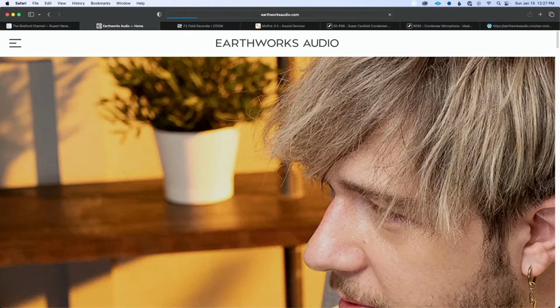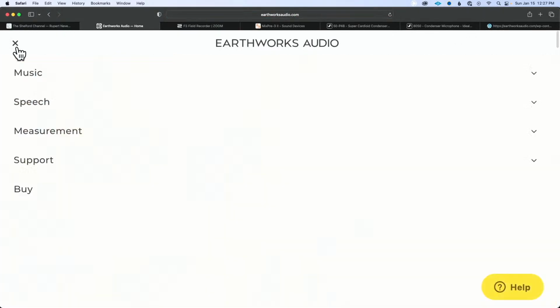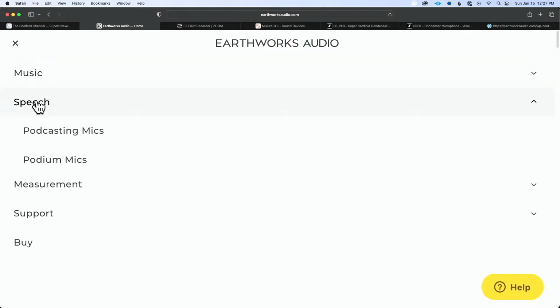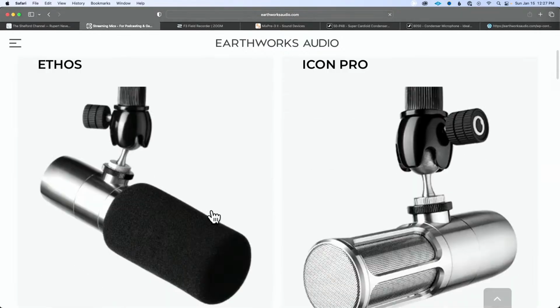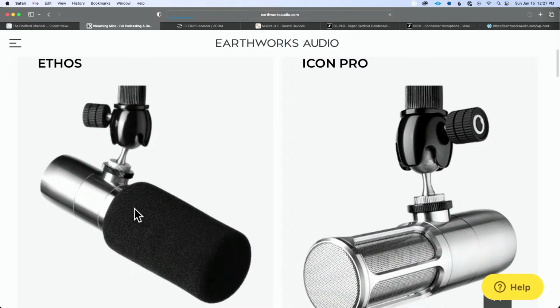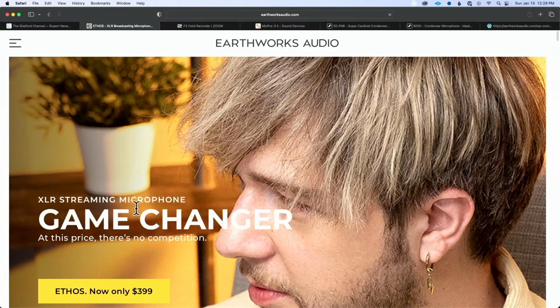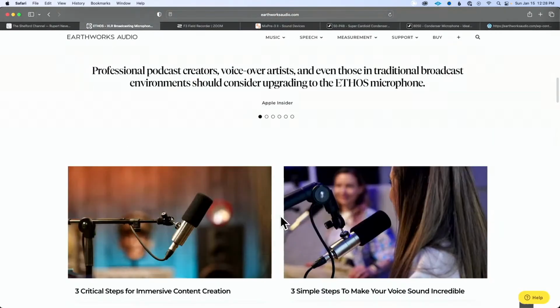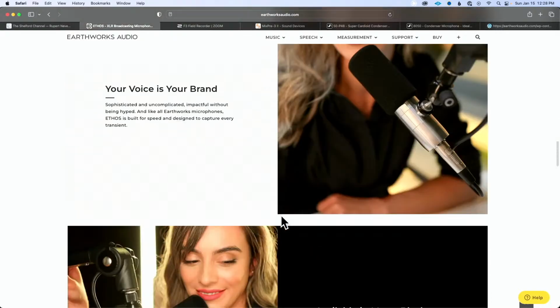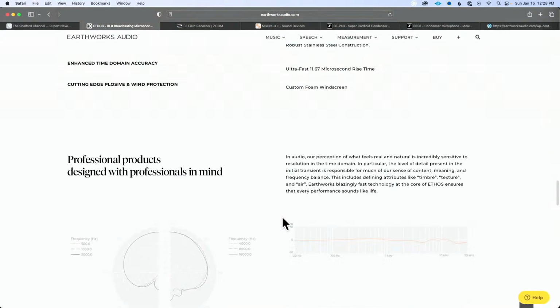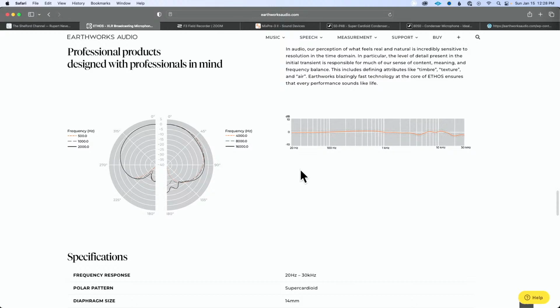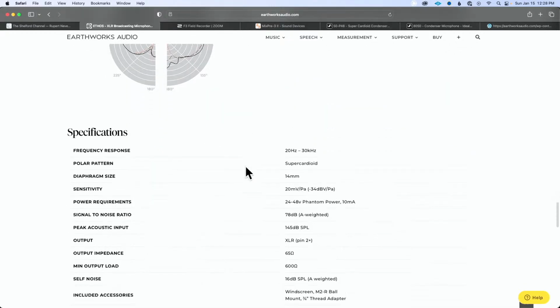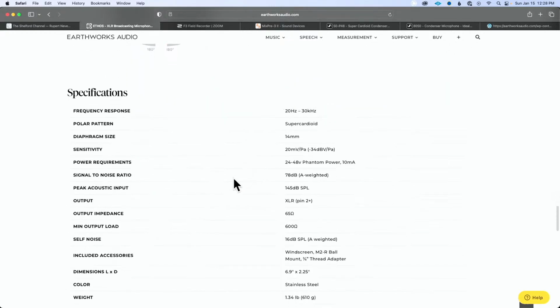Incidentally, let's go to Earthworks Audio and look at their products here. And I'm going to go to the speech podcasting microphones, Ethos. Where are our specifications? Apologies for all of the movement here. Okay, here we are in specifications. Output impedance is 65 ohms.